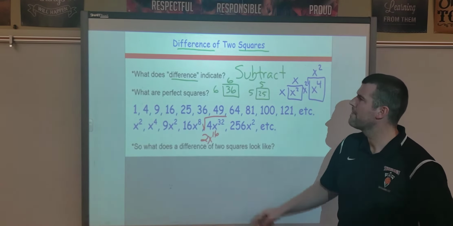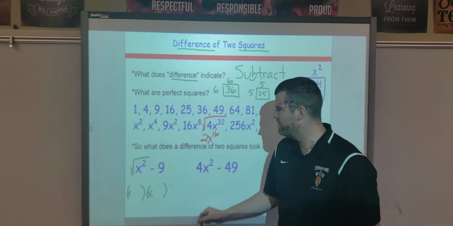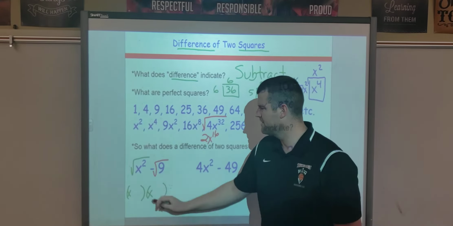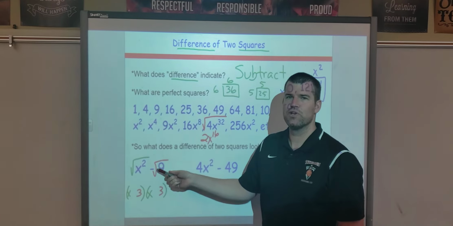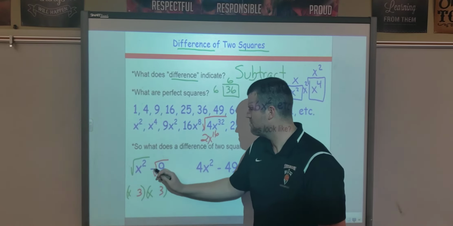So the way we can do this as a shortcut is if we take the square root of x squared, it's going to be x. If we take the square root of 9, it is going to be 3. And in order to multiply to get a negative 9, we know the only way to multiply to get a negative, so I'm going to circle my negative here.